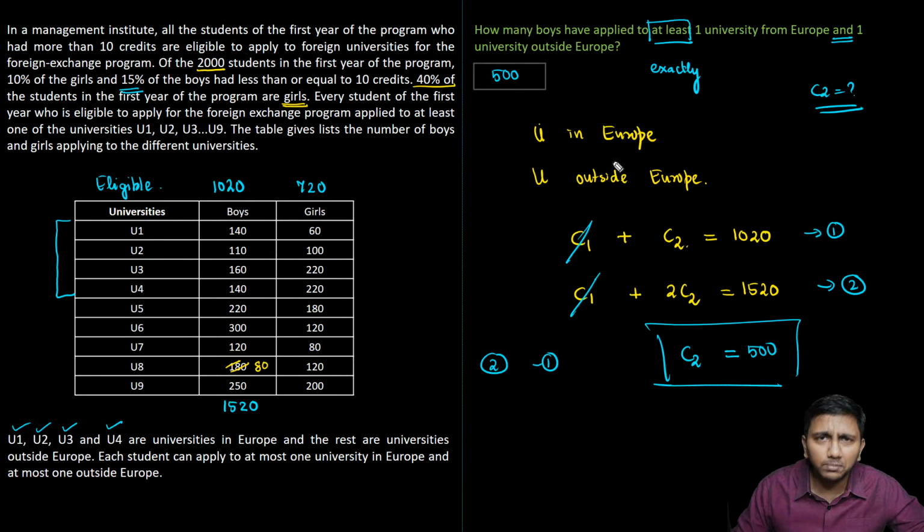See, I'm doing a lot of explanation here, but in exam, if you're clear with the reconciling equations, all that you will do is add this, get 1520. C1 plus C2 is 1020. C1 plus 2C2 is 1520. By looking at that itself, you'll get the answer is 500. So this question, if you're clear with the concepts, should hardly take you even 1 minute to solve.